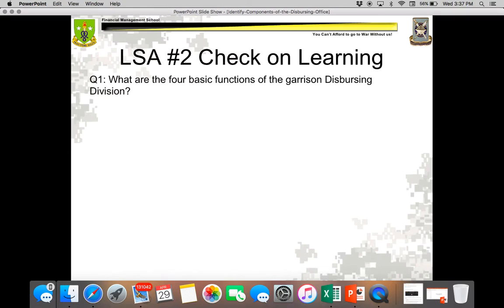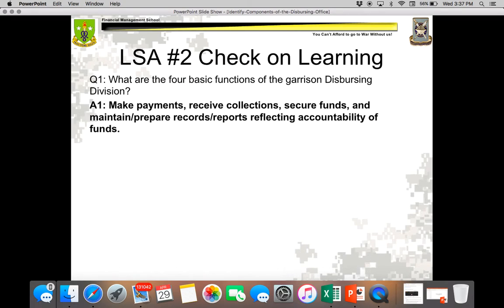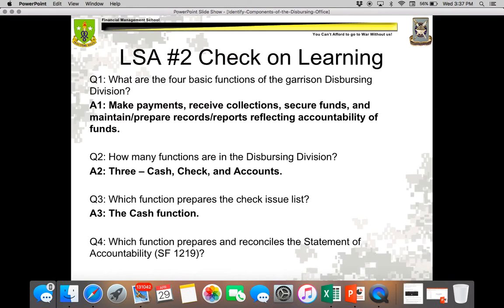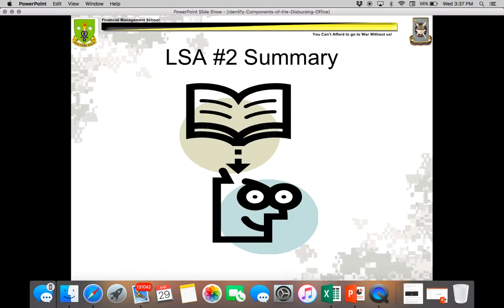Check on learning. What are the 4 basic functions? Make payments, receive collections, secure funds, and maintain, prepare records and reports. How many functions are in the dispersing division? 3: cash, checks, and accounts. Which function prepares the check issue list? The cash function. Which function prepares and reconciles the statement of accountability? And that's the accounts function.